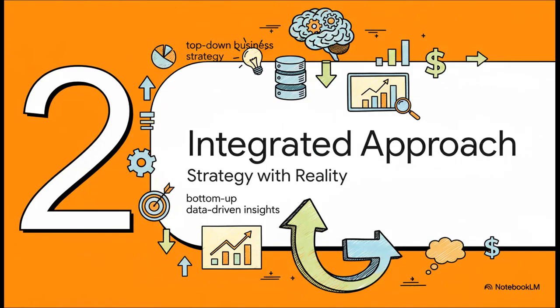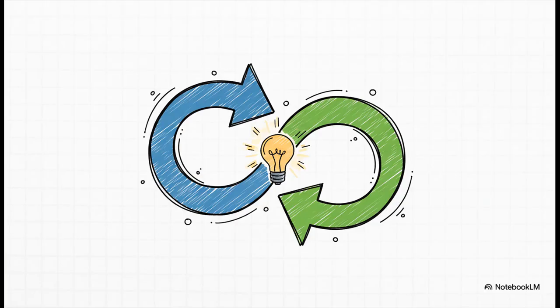So if top-down can be unrealistic and bottom-up might not be strategic enough, what's the solution? Well, it's pretty intuitive. You combine them. You create an integrated approach where you get the best of both worlds. And this is the key insight, really. The most powerful and successful data teams don't pick a side. They blend both of these philosophies into a kind of continuous cycle where one feeds the other.